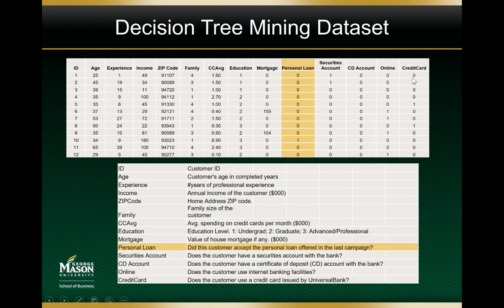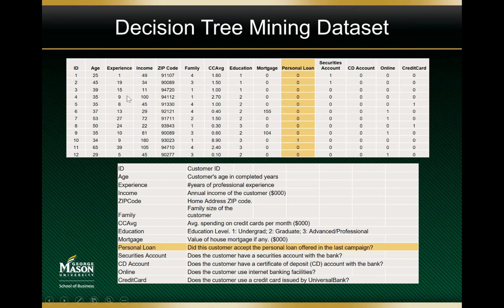So now let's take a quick look at the data set that we will be using. This is from a banking application. The target variable here is the one shaded in yellow. It says personal loan. So the bank recently had put out a campaign where they offered personal loans to their customers, and some customers accepted the personal loan. They are coded as 1, and many, if not most, of the customers declined the personal loan. They are coded as 0.